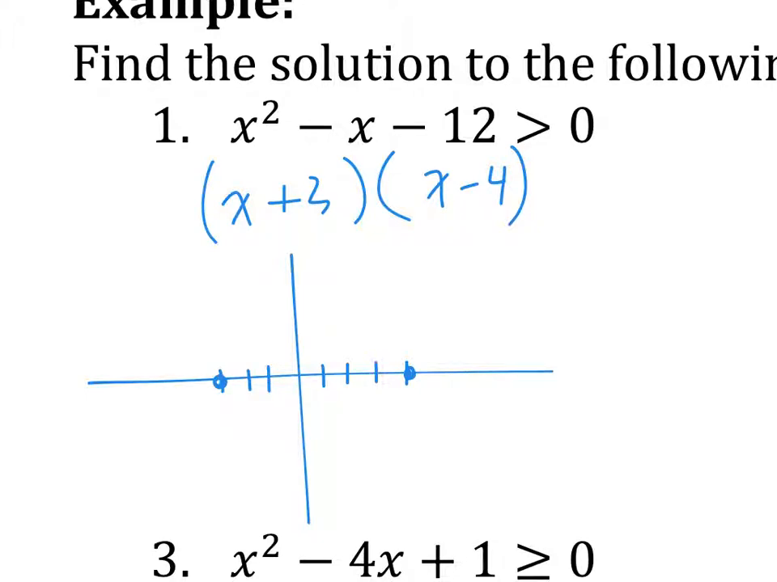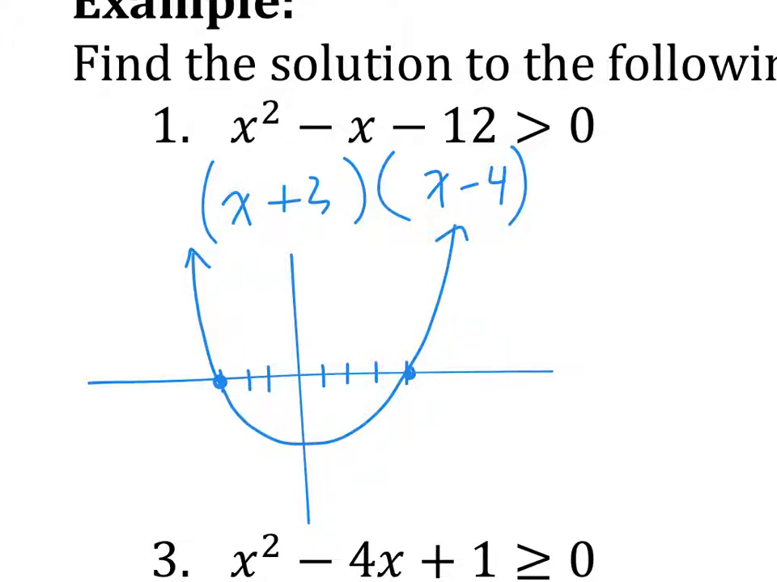Okay, what kind of graph is this looking at the degrees? Parabola, right? Is this parabola going to point up or down? Up, because it's positive. So we know the graph will look like this, for sure. The question is, which part of this graph is above 0? What does above 0 mean? 0 is which axis? X-axis. So the question is, where is this graph above the x-axis?